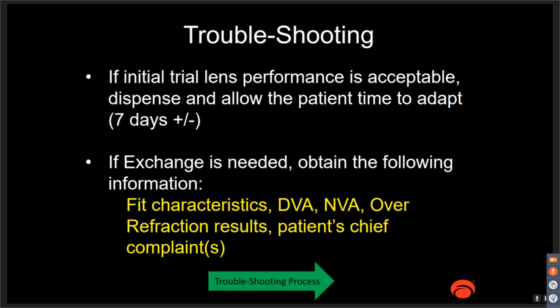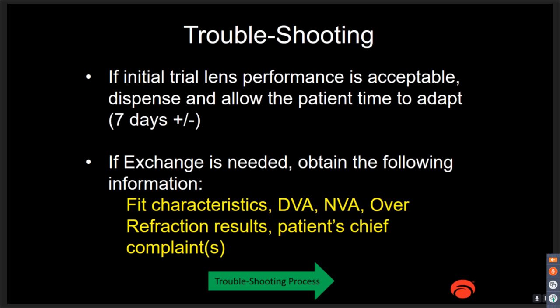That's simultaneous vision. That's a learned process, so this is something that's going to take a little bit of time for them to adapt to. What I want to see in the office on the day of the initial dispense is reasonably good vision. And I explain to them, in a couple of days, it'll get better and it'll keep getting better. It may take a week or two, depending on how fast they adapt.